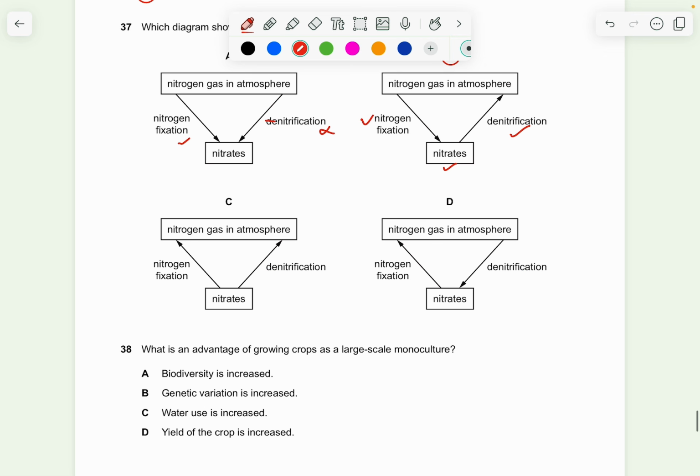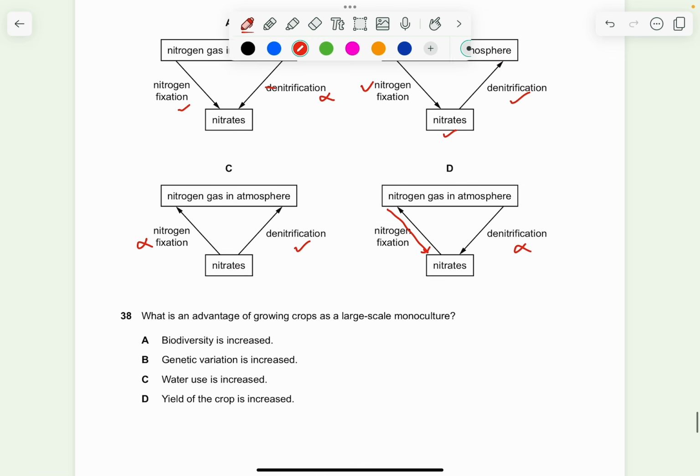But let's see for C. So nitrogen fixation from nitrate to nitrogen gas is wrong. It's supposed to be denitrification. This one is correct. So for this one, nitrogen gas in the atmosphere, denitrification, it did not become nitrate. It should be the other way around. Nitrogen fixation should also be the other way around. It's supposed to give you nitrates instead. So the answer is B.